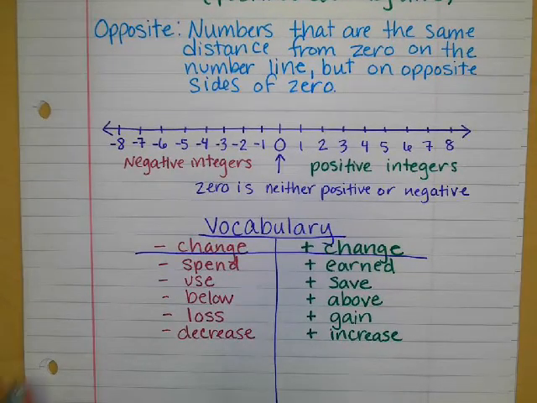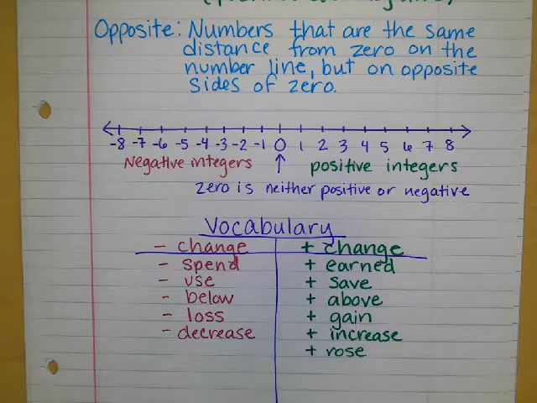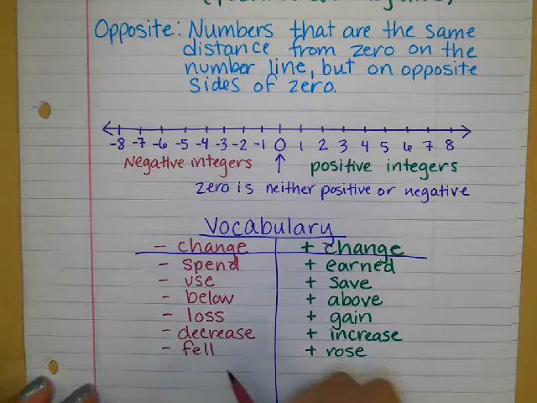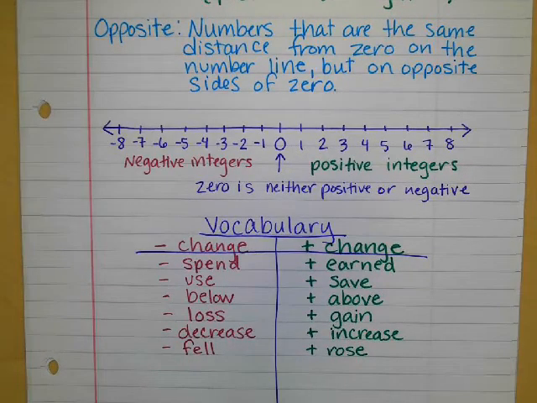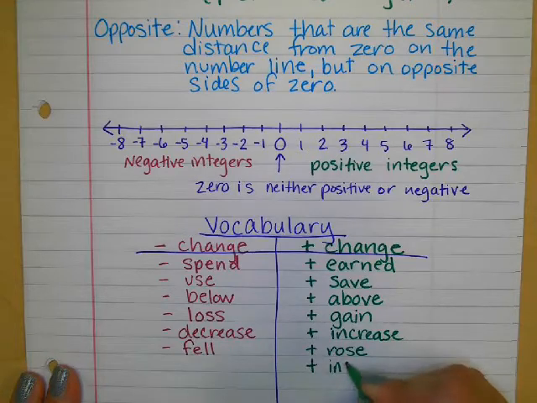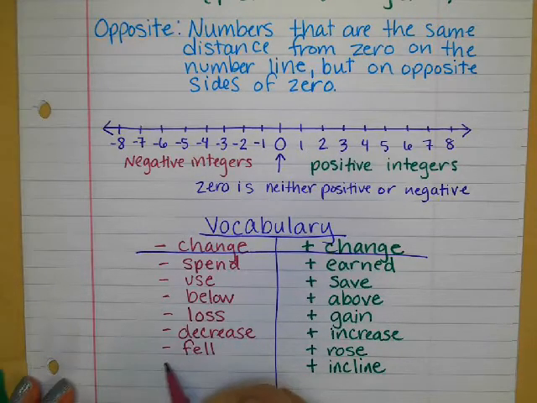You could have something that rises or rose. The opposite would be to fall or fell. Another one maybe to decline and incline. So incline would be the positive. Decline would be the negative.